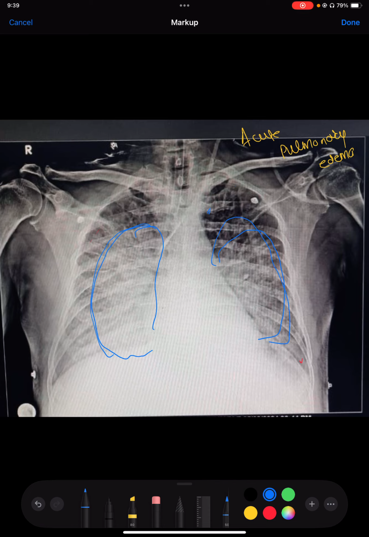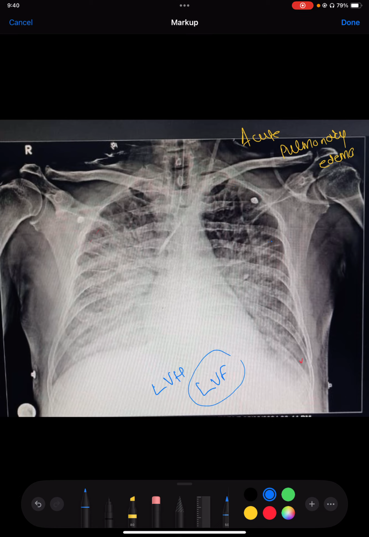If you know a bat, which is a flying creature, these are the two wings of the bat, and there is bilateral perihilar involvement, which exactly tells that these lungs, which should actually be radiolucent or black like this structure, appear so much white. This white is all because of congestion of fluid in these lungs. And acute pulmonary edema is actually a complication of acute LVF.